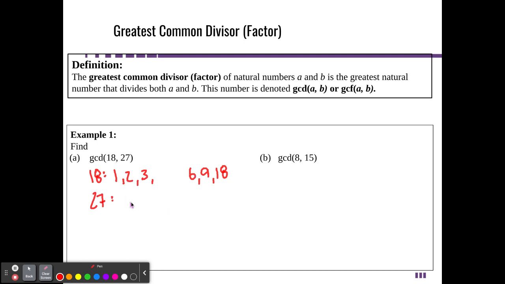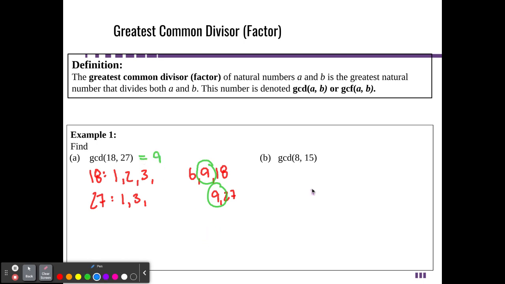We do the same thing with 27. So 1 and 27. 2 doesn't go into 27. 3 and 9. 4 doesn't go into 27. 5 doesn't go into 27. 6 doesn't go into 27. 7 doesn't go into 27. 8 doesn't go into 27. I'm back around at 9. So those are my factors. Now the greatest common divisor of these two, the largest one that will work, is going to be 9, because that's the one that comes out of each one.